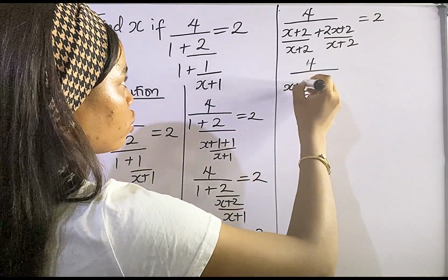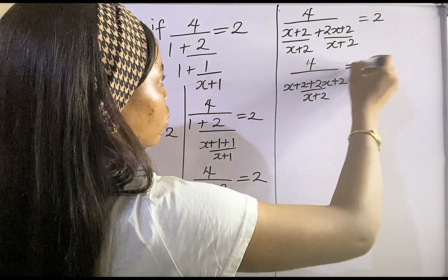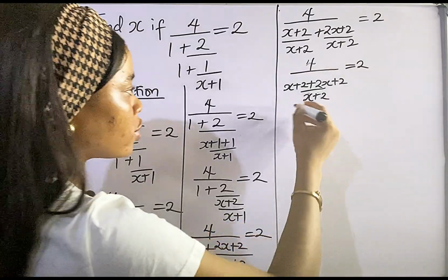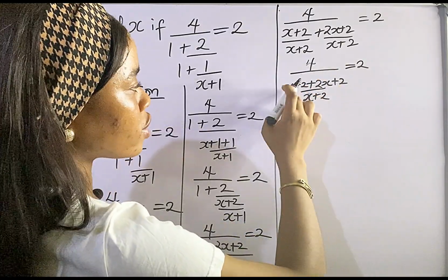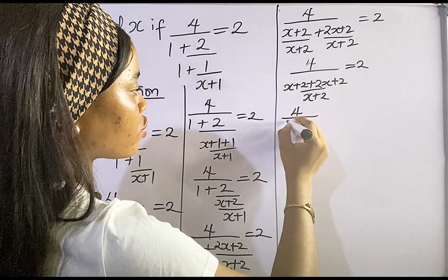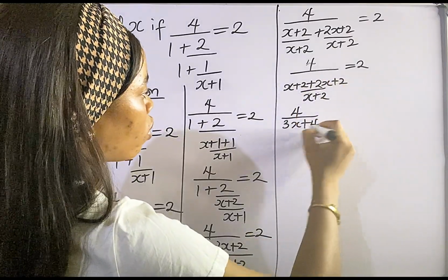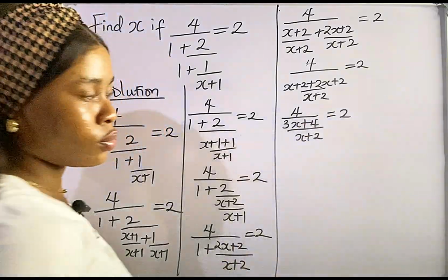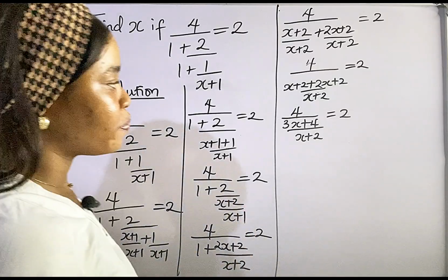That gives us x plus 2 plus 2x plus 2, all equal to 2. So from here we add: we have 4 over, now let's add, x plus 2x gives us 3x plus 2 plus 2, that's 4 over x plus 2 equals 2. Now you can see that we are heading somewhere.